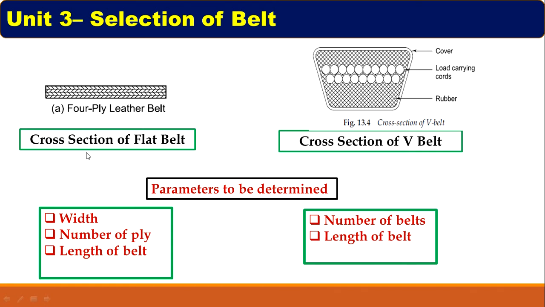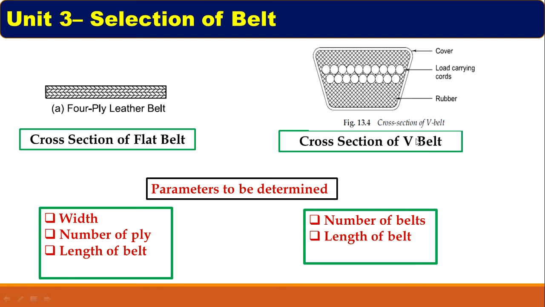And in this flat belt, by using the manufacturer's catalog, we are going to find out ultimately 3 parameters. We are going to find out the width of this cross section, that is the distance between this point and this point, that is the width of belt. Then the number of plies, that is the number of layers of leather, and third, the length of belt. For the length of belt, you have to follow the same procedure that you followed in basic mechanical elements, in the chapter power transmission.